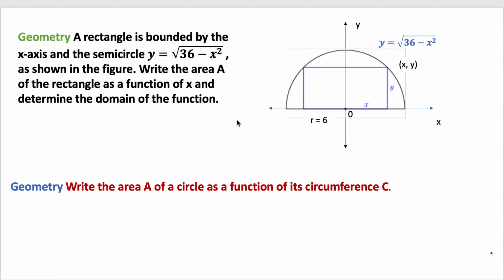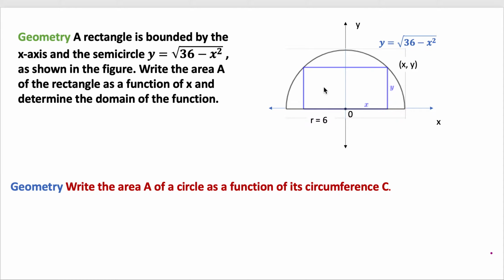Geometry. So we have two examples here, but first of all, let's go to this example. A rectangle is bounded by the x-axis and the semicircle y equals the square root of 36 minus x squared, as shown in the figure. Write the area A of the rectangle as a function of x and determine the domain of the function.